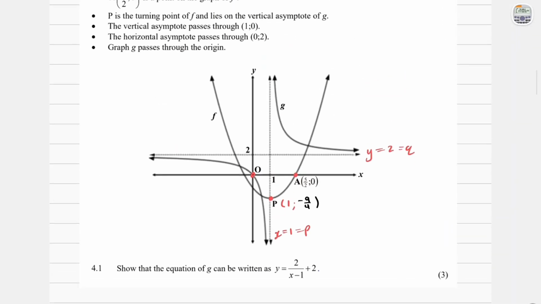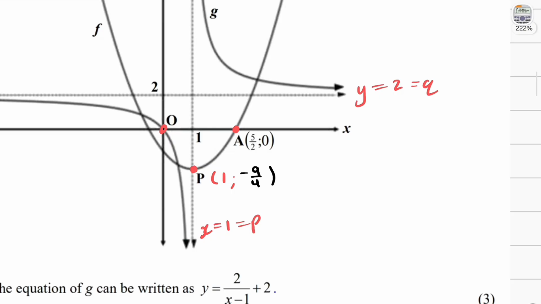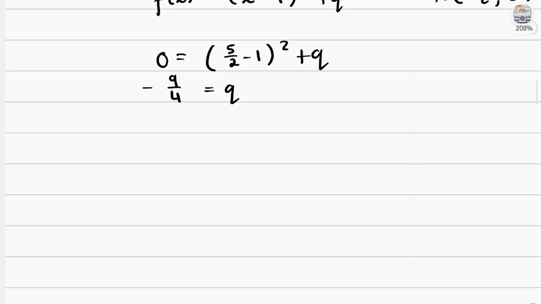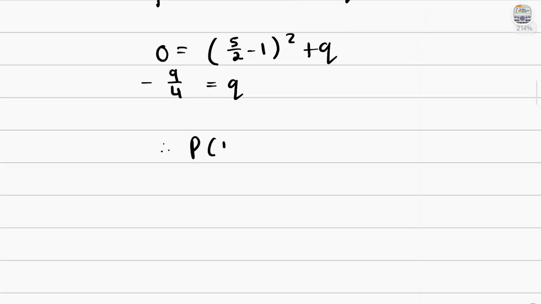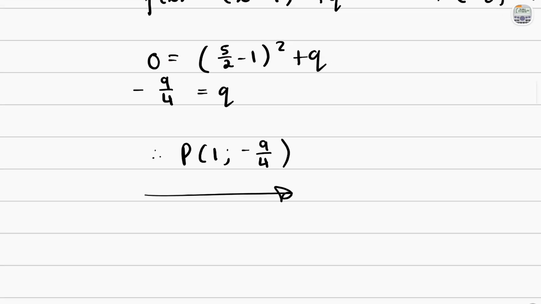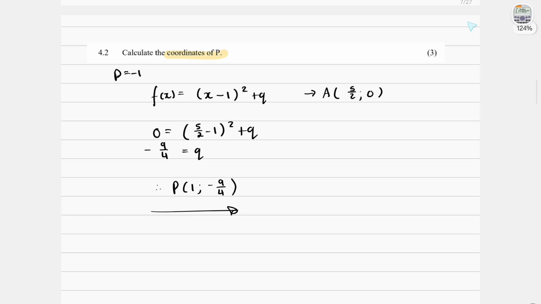So there we go. Those are the coordinates of P. That's 1 and negative 9 over 4. So we can say P is therefore 1 and negative 9 over 4. And that is our answer. Moving on to the next question.